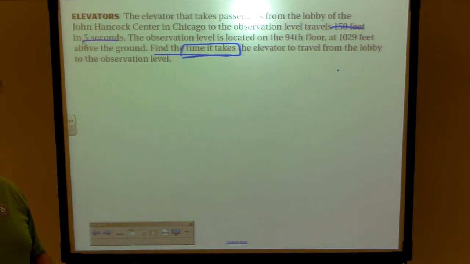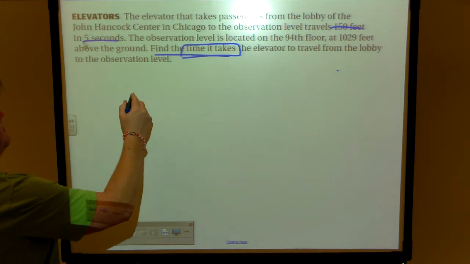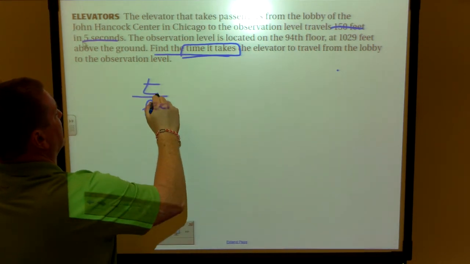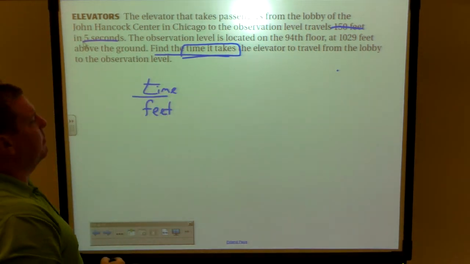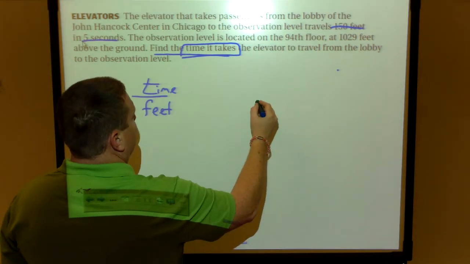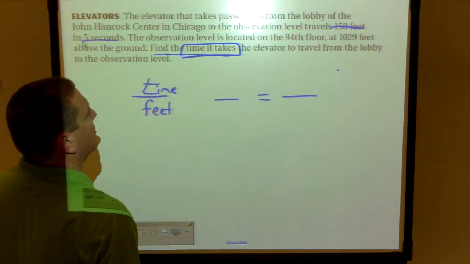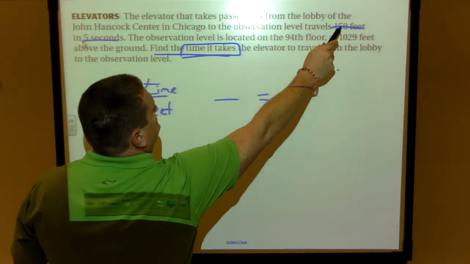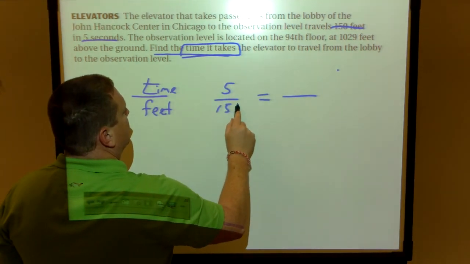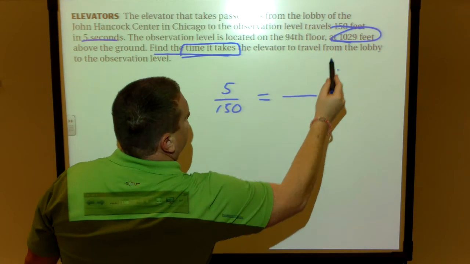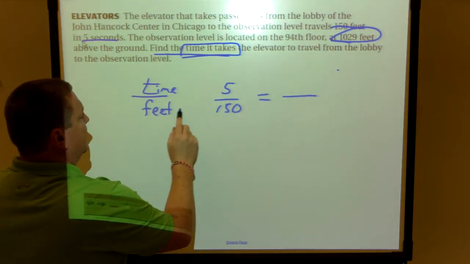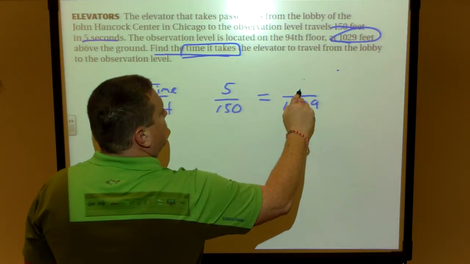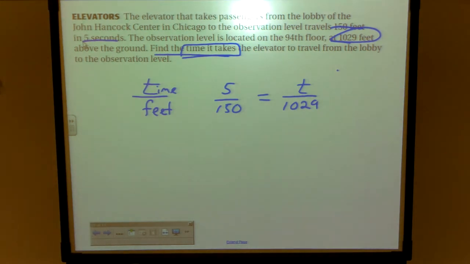Now, since they're asking me for time, I'm going to put my time value in the numerator. So time over feet. And that's how I'm going to set up my ratios in my proportion. So I'm going to put time over feet equals time over feet. Okay, so I create my setup for my proportion. Well, the first ratio they gave me with time in feet was 5 seconds and 150 feet. And the second one they gave me was the number of feet, which is down at the bottom. I decided to start with time on the top, feet on the bottom. So 1,029 on the bottom. And I need to find the time value it takes to actually get up to 1,029.